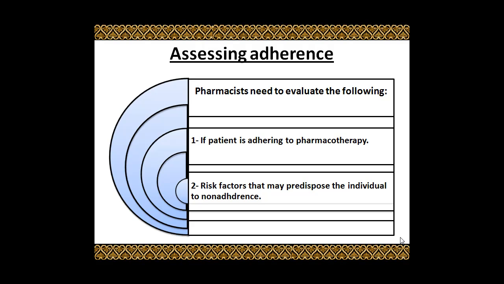First, if the patient is adhering to the pharmacotherapy plan. Second, risk factors that may predispose the individual to non-adherence. Risk factors such as asymptomatic conditions, chronic conditions, cognitive impairments, especially forgetfulness, complex regimens, multiple daily doses, patient fears and concerns related to medication effects, poor communication between patients and practitioners, and psychiatric illness.